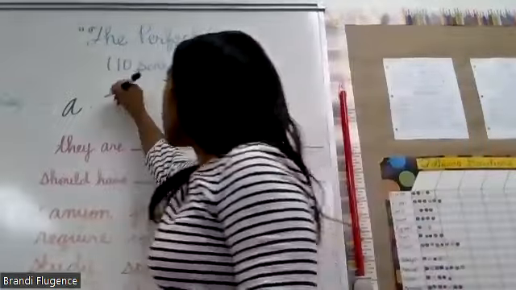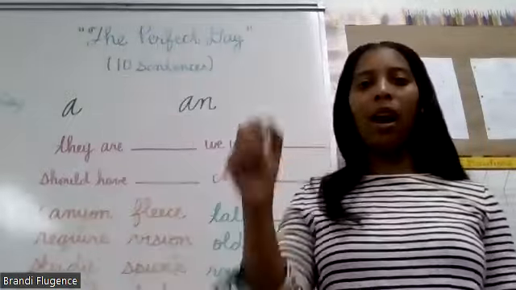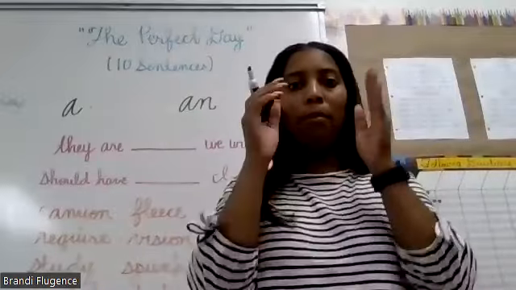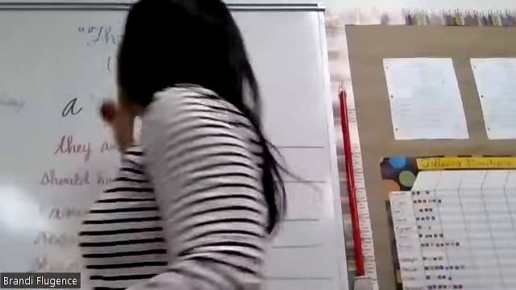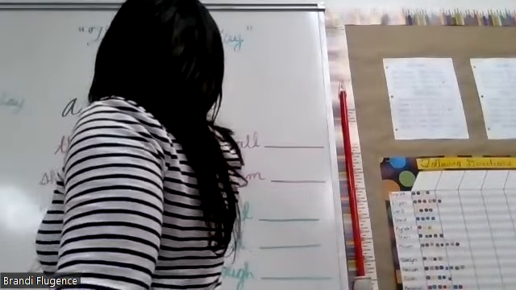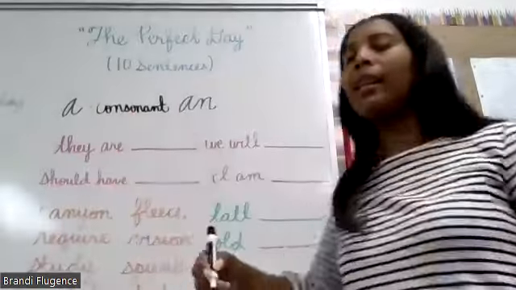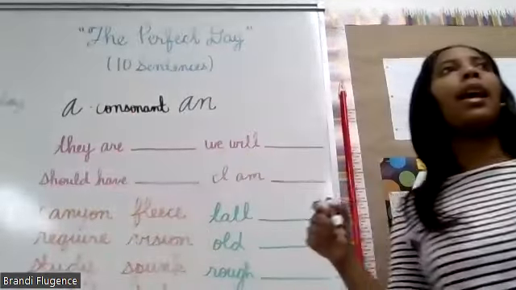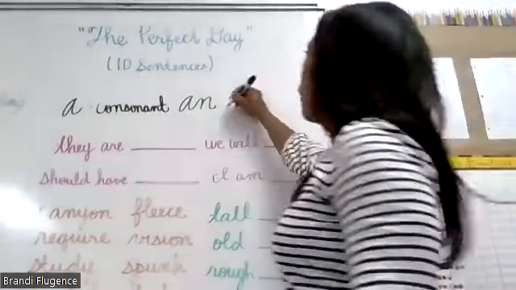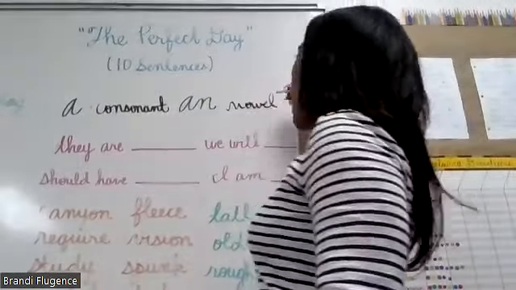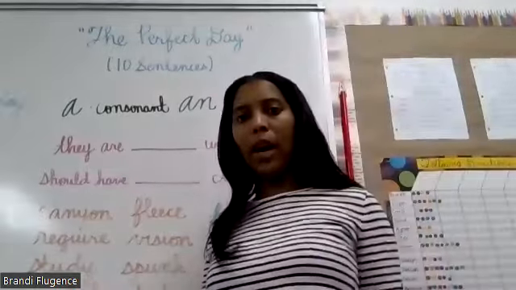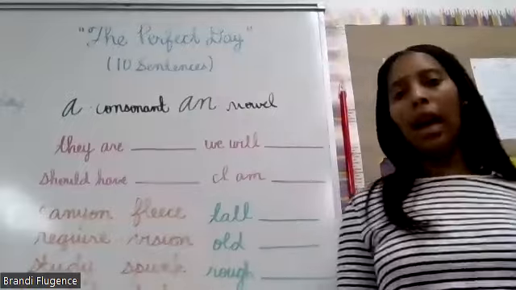A consonant. So if I would say I had a banana for breakfast, banana, the B in banana is a consonant, so I'll put a. So we use a whenever our noun starts with a consonant, and then we use an when the noun starts with the what? A vowel. Or if I would say I ate an apple for breakfast. Apple is the noun that starts with the letter A, which is the vowel. So we say an apple.